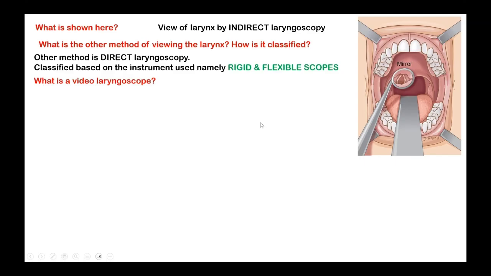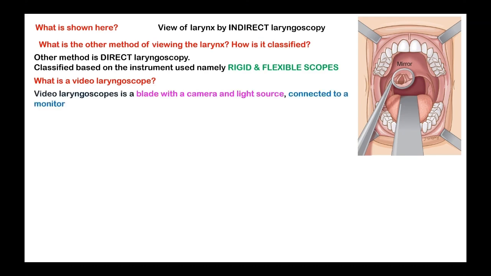What is a video laryngoscope? It has a camera at the tip of the scope. Camera is attached to the blade. Okay, then what other components are there in the video laryngoscope? The blade with the camera, the light source connected to a monitor. Okay, that is called the video laryngoscope.